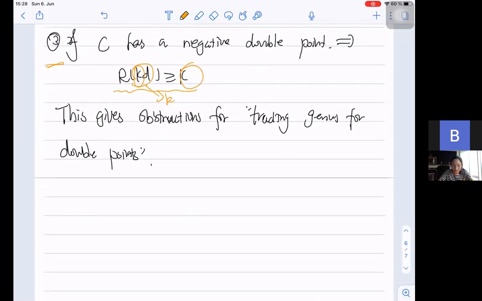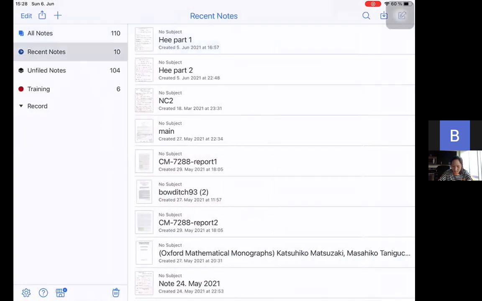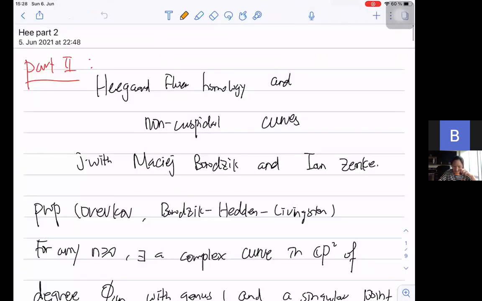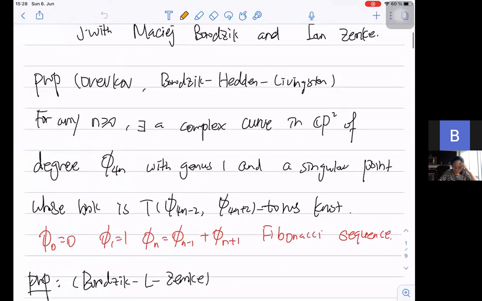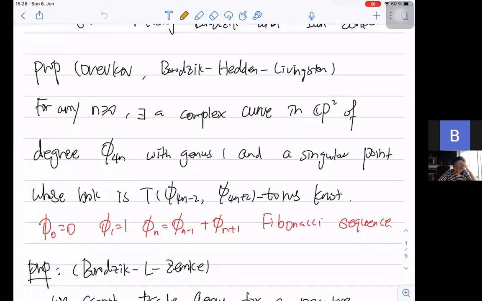I'll give one very explicit example for this situation. There is a proposition given by Orevkov, Borodzik, Hedden, and Livingston separately, saying that for any n greater than or equal to 0, there exists a complex curve in CP2 of degree 5 for n, that's genus 1, and a singular point whose link is the T(5 for n minus 2, 5 for n plus 2) torus knot.